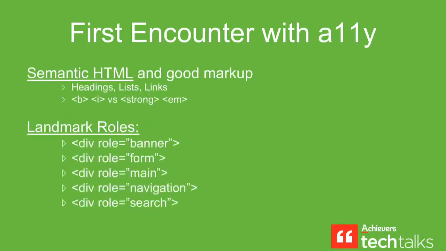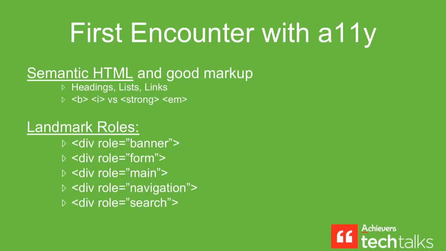And back then, it didn't mean a lot of complexity. It was some basic stuff. Using semantic HTML and grid markup. I mean, that's good practice anyways, so you should already be there. But that means like using headings, lists, and links in their proper format, using your tags to their fullest potential. And then there was landmark roles.